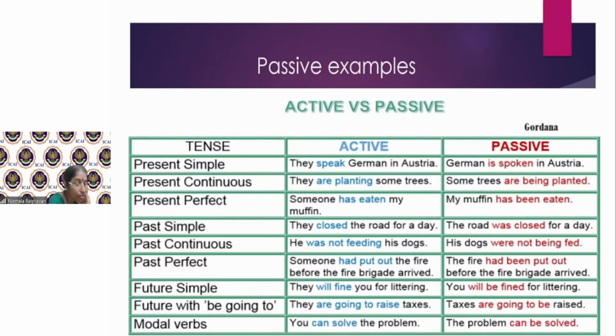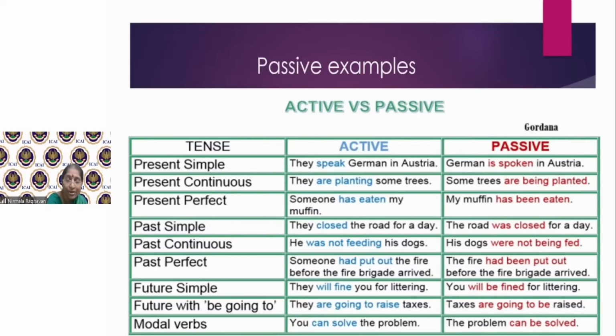Shopkeeper sells the goods to Yash. Sells the goods to Yash is active. The goods are sold by the shopkeeper to Yash. That is passive.